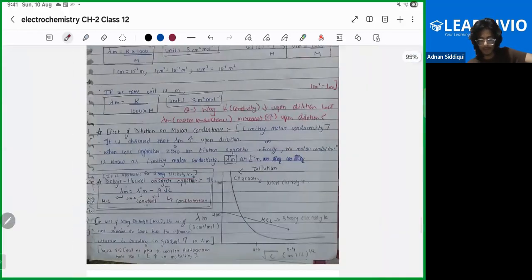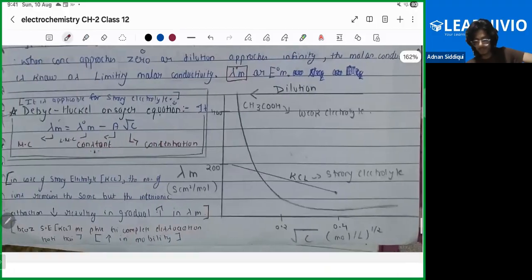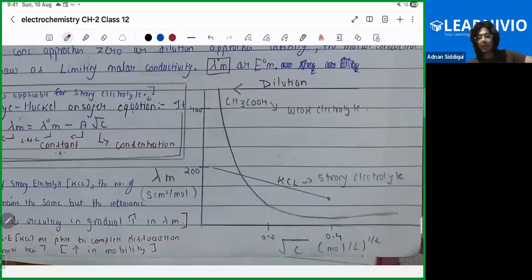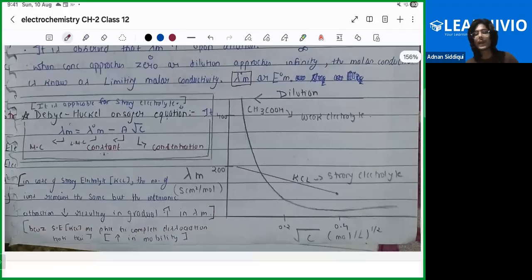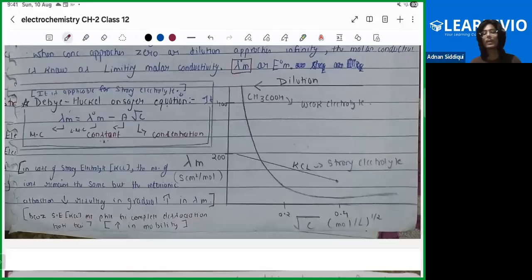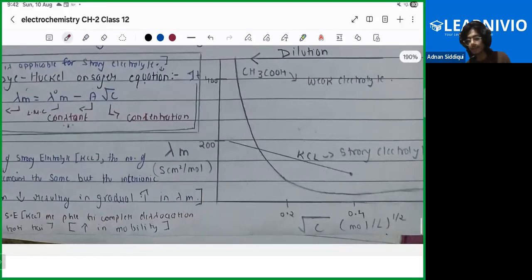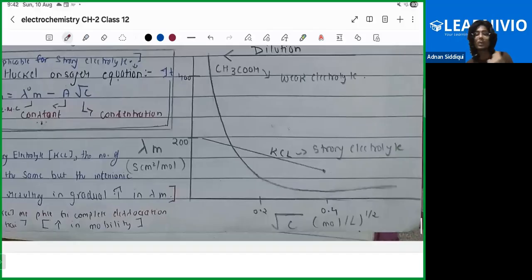So let us see what is happening. Suppose this is a graph. As you are moving from right to left, the concentration is decreasing, from 0.4 to 0.2. Can we say this or not? Simultaneously, dilution is increasing. If concentration is decreasing, then the dilution will be increasing.